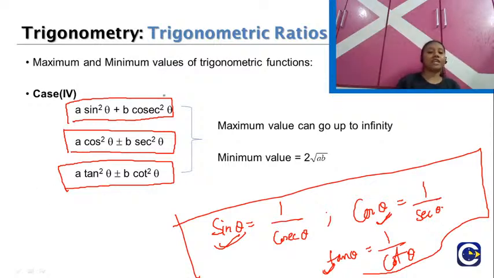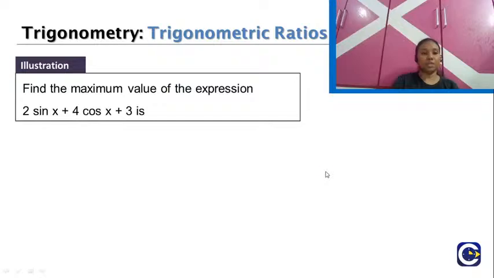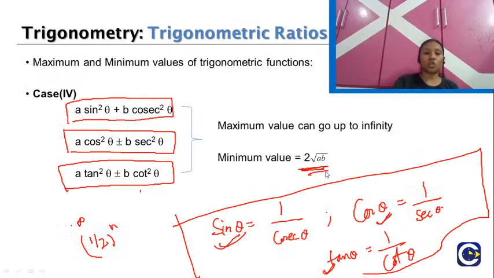Right, so if you find any trigonometric relation like this, then our maximum value will go up to infinity and our minimum value will be 2 root over ab. Right, similarly for our product also we have seen maximum will go up to infinity and minimum will be 1 by 2 whole power n, and here the minimum will be 2 root over ab. So these are the typical 4 cases which we are having for our trigonometric equations, where we can find the maximum and minimum values.